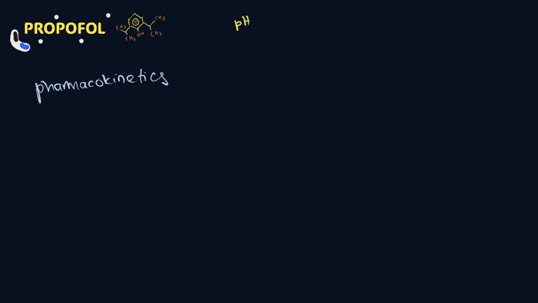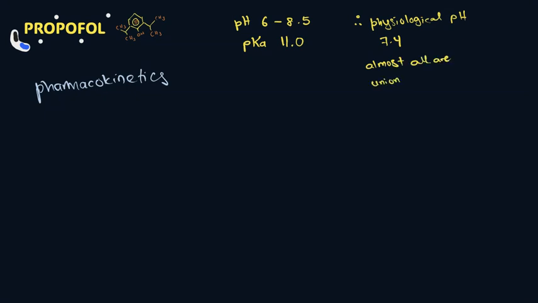Propofol in its solution has a pH of 6 to 8.5 and a pKa of 11. Being a weakly acidic solution at a physiological pH of 7.4, it means that almost all of it is unionized. Also, propofol has a molecular weight of 178.